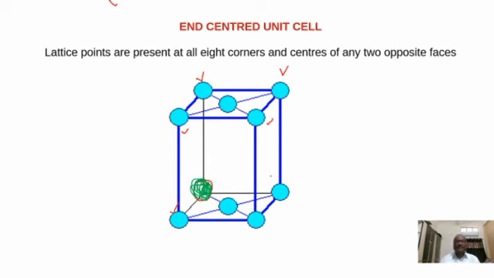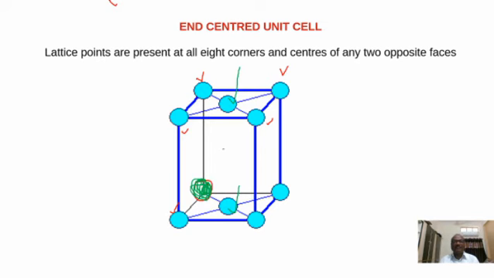Okay. Next, 8 corners. In addition to that, what? Any 2 opposite faces. You see, this one and this one. 2 opposite faces. That is called end-centered unit cell. So it is containing what? Lattice points at 8 corners and at the centers of any 2 opposite faces. That is called end-centered unit cell.